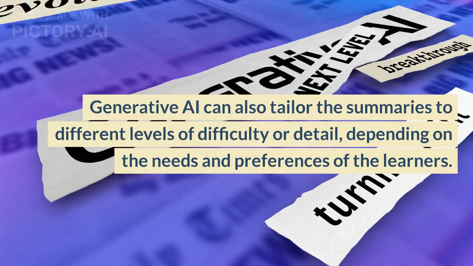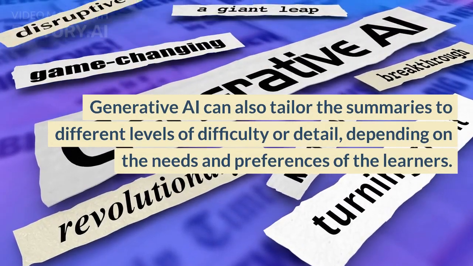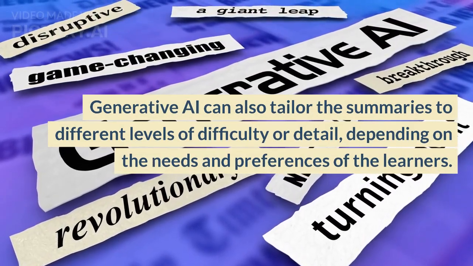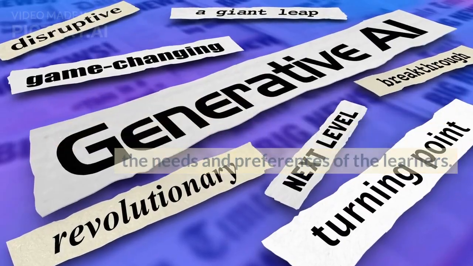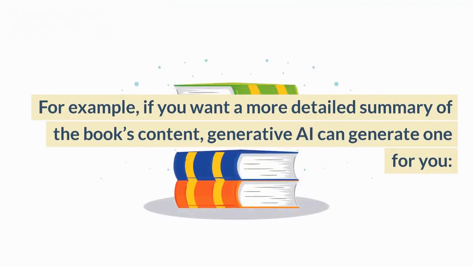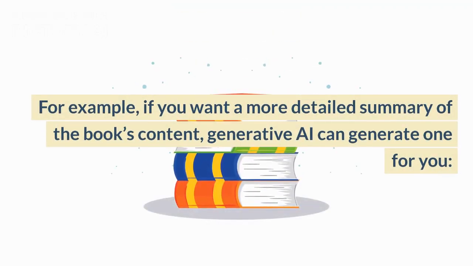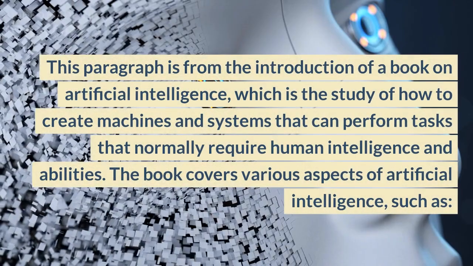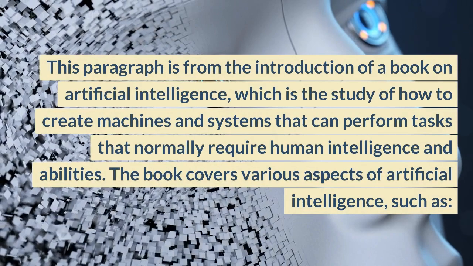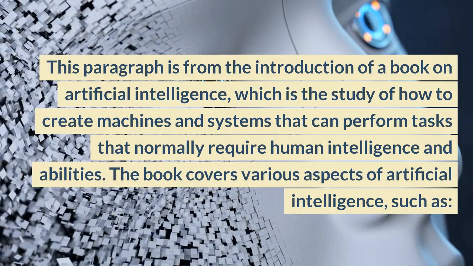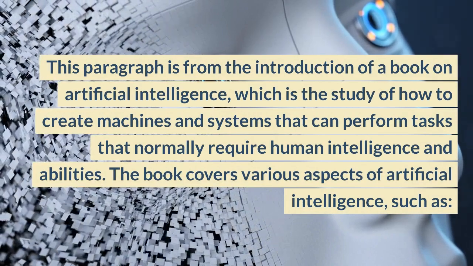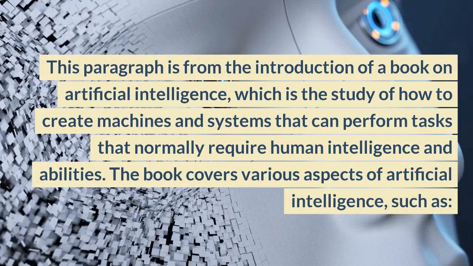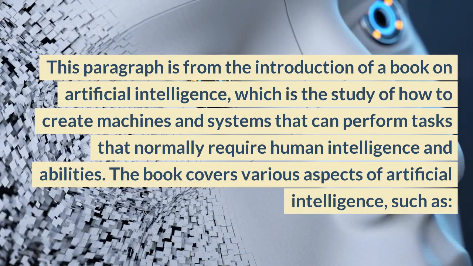Generative AI can also tailor the summaries to different levels of difficulty or detail, depending on the needs and preferences of the learners. For example, if you want a more detailed summary of the book's content, generative AI can generate one for you. This paragraph is from the introduction of a book on artificial intelligence, which is the study of how to create machines and systems that can perform tasks that normally require human intelligence and abilities.